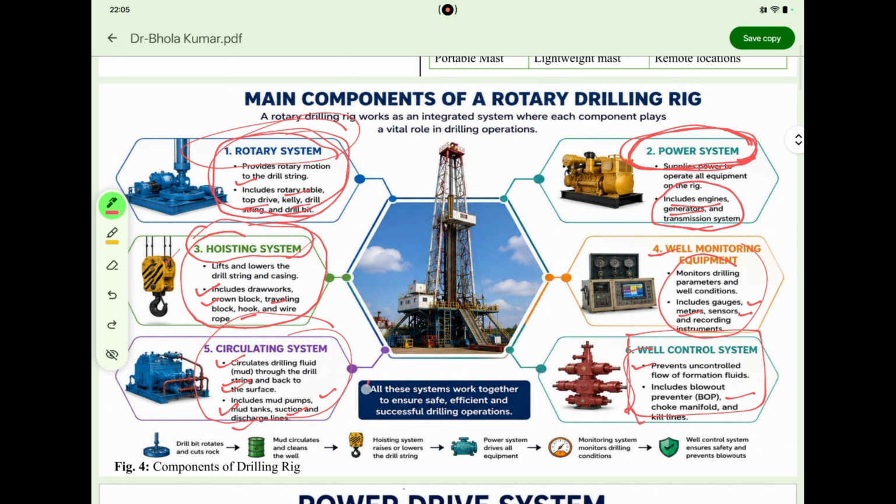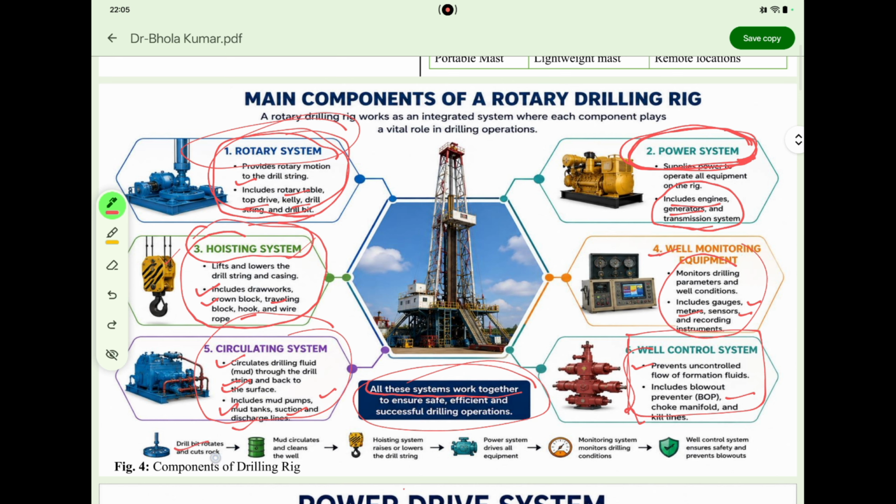All these systems work together to ensure safe, efficient, and successful drilling operation, right? So all these six components of the rotary rig system work together. Remember this word, together. If any of these fail, we cannot perform the drilling operation in an efficient or successful way.